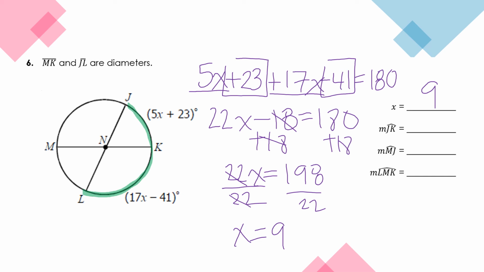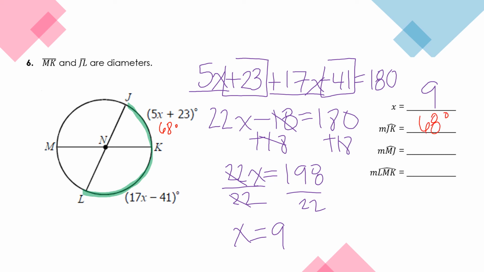So to do that, I'm going to plug 9 back in. I'm first going to plug 9 back into JK. So I'm going to do 5 times 9, and then I'm going to add 23 to that. And that is going to give me, let's see, 45 and then 23, so 68 degrees. So the measure of JK right here is 68 degrees.